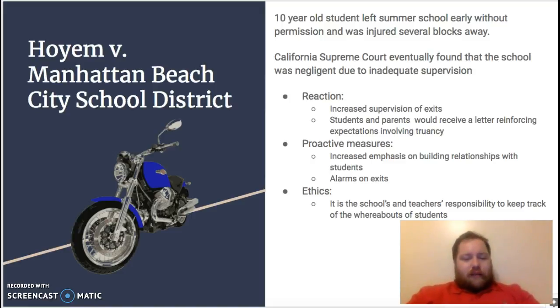And the ethics of this, the reason this is important, is because it is the teacher and school's responsibility to keep track of where our students are. It is our duty, and I can't remember the Latin term, but as kind of the parent for the time they're at school, to make sure that part of supervision is knowing where they're at.